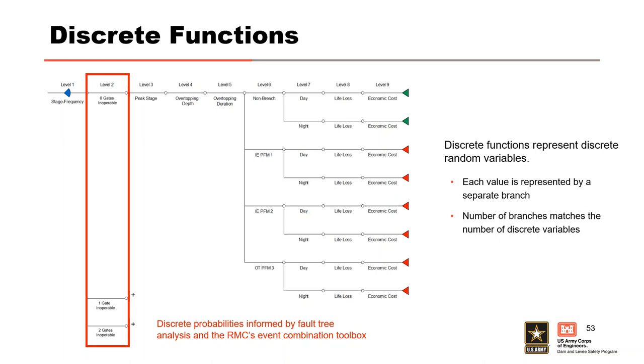When there is a gated spillway, as shown in the example, the discrete probabilities will typically be informed by a fault tree analysis and the RMC's event combination toolbox. Fault trees, as will be discussed in the next few slides, can be used to calculate the probability of inoperability for each gate, and the event combination spreadsheet can be used to calculate the discrete probability for each gate inoperability scenario.